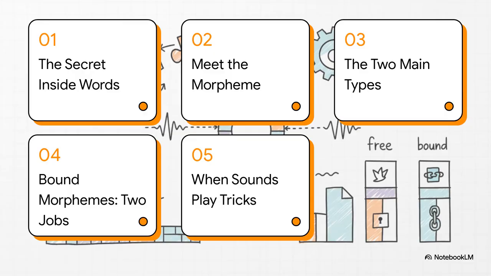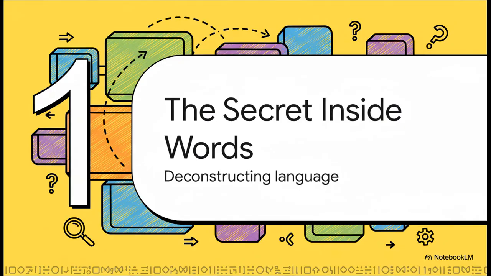To crack this code, we've got a 5-step plan. First, we'll uncover the secret that's hiding in plain sight. Then, we'll meet the atom of language. It's called the morpheme. After that, we'll learn how to sort these little atoms into 2 main types, explore the 2 special jobs some of them have, and finally, we'll see what happens when our ears get tricked by sounds that seem the same but aren't. All right, let's get our hands dirty.